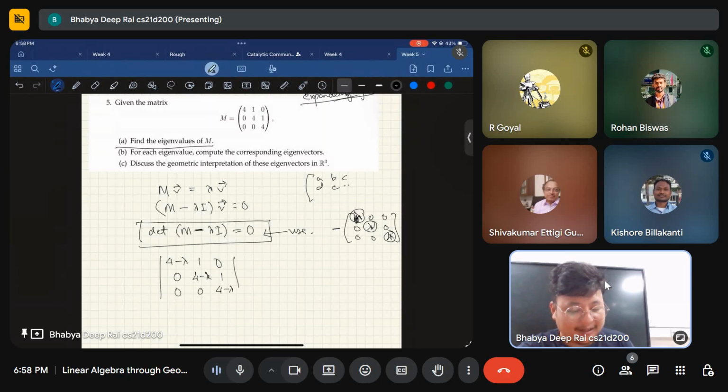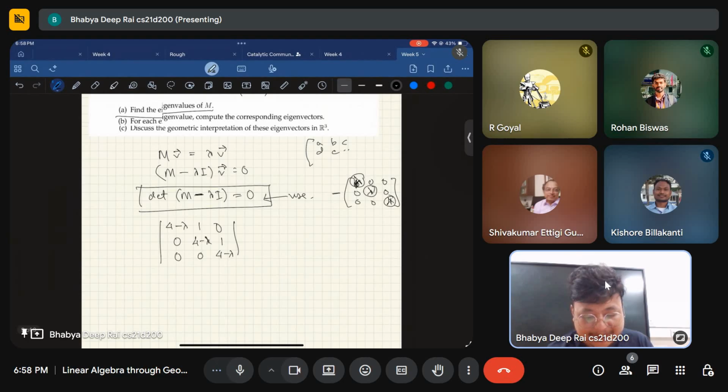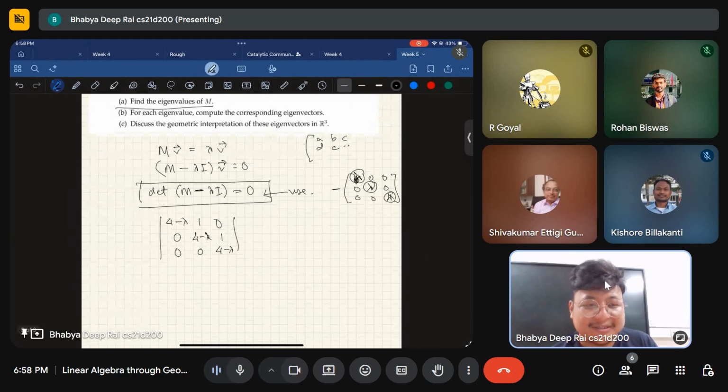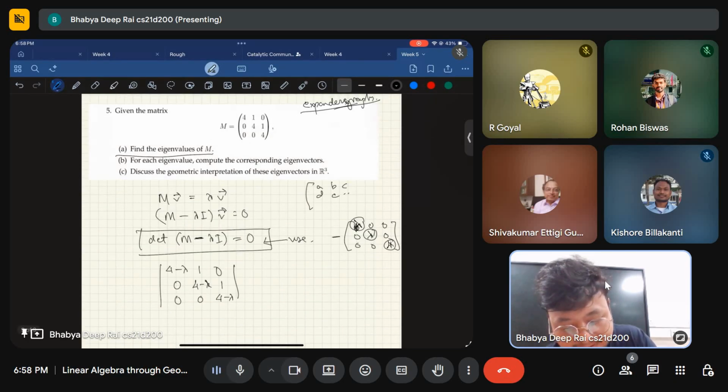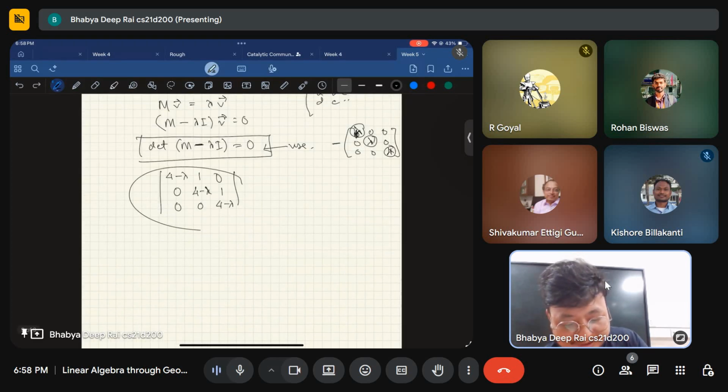Additionally, Rohan, about that question on trace and so on, you were asking what if this is not diagonal. Then you can always use row operations and column operations in this case.